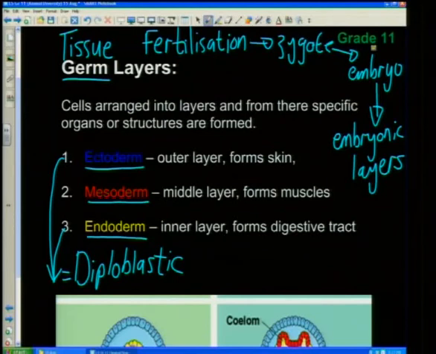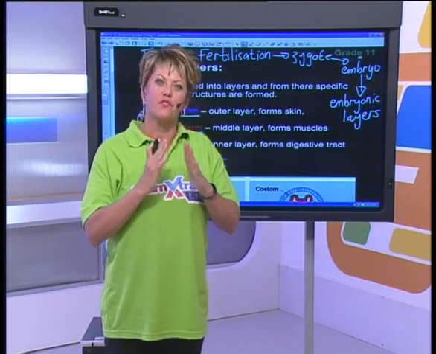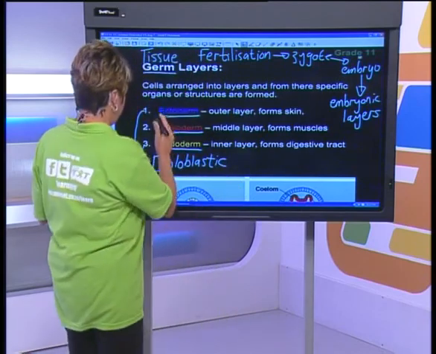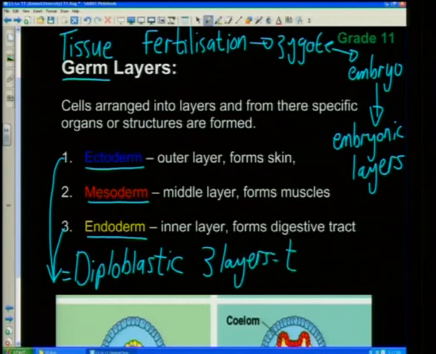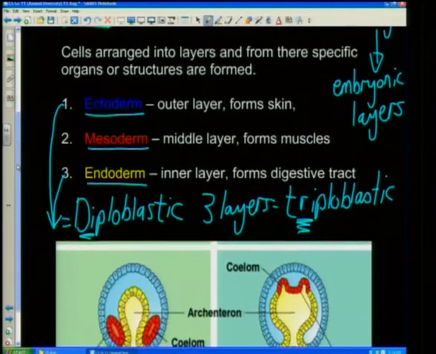Now, I'm sure you can now think of the term we're going to use if an animal consists of 3 layers of cells. Yes? Triploblastic. So now, if they have an ectoderm, a mesoderm, and an endoderm, which means they have 3 layers, all 3 layers are present, we're going to use the term triploblastic. These are 2 very, very important words, triploblastic and diploblastic, that you have to understand.